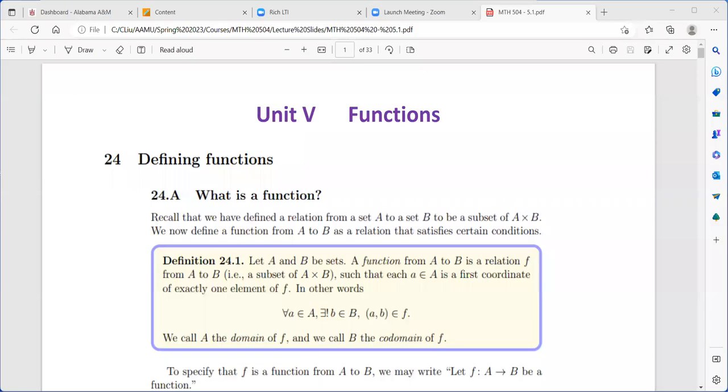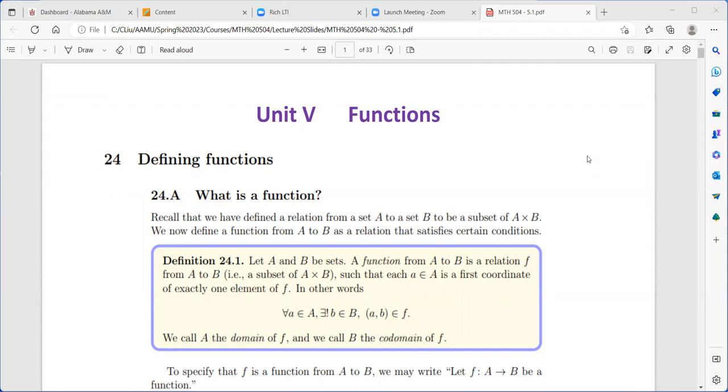Okay, so starting from today, we're going to discuss the fifth unit, which is functions. We just skipped units 3 and 4 because those were covered in the other course, so I don't think we need to do it again.